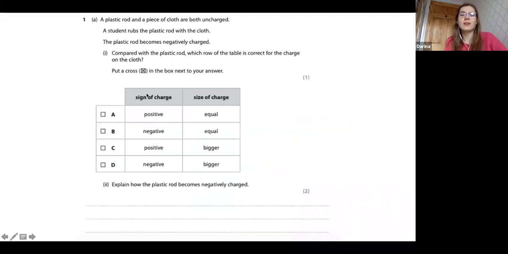Right, so just to finish off the lesson, I've got a couple of questions about static electricity. So let's have a look at question 1. Read through the question, and then once you're ready, can you tell me which of the answers is correct, A, B, C, or D? Which answer do you guys think is correct, A, B, C, or D, after reading through the question?